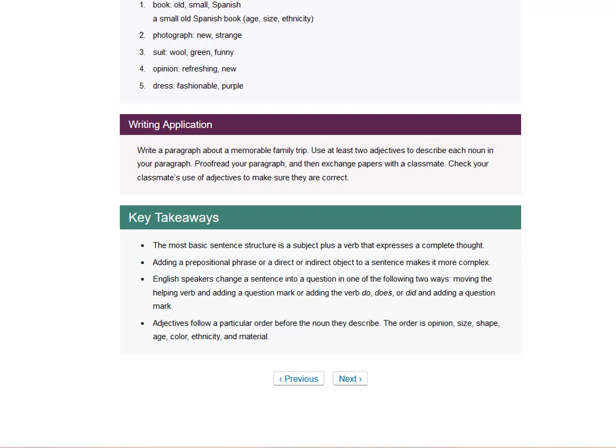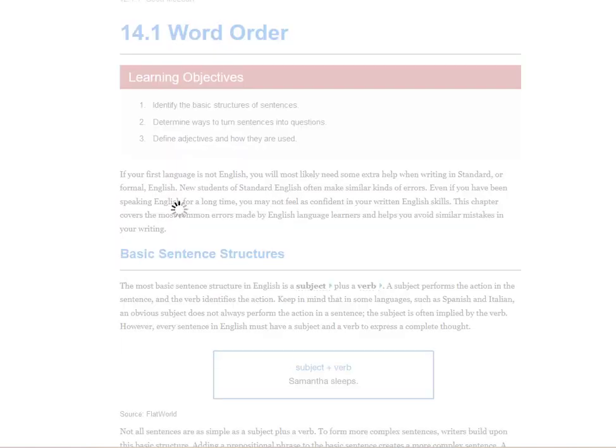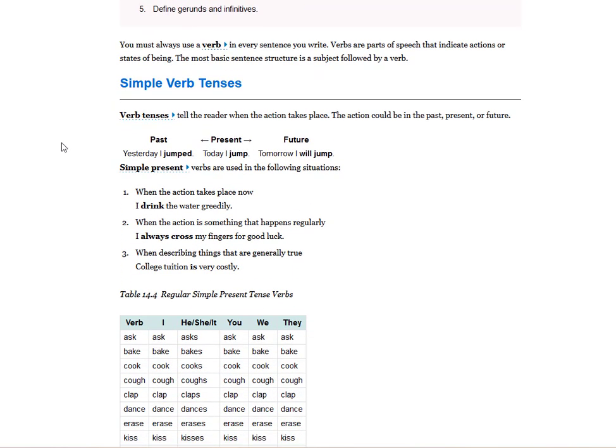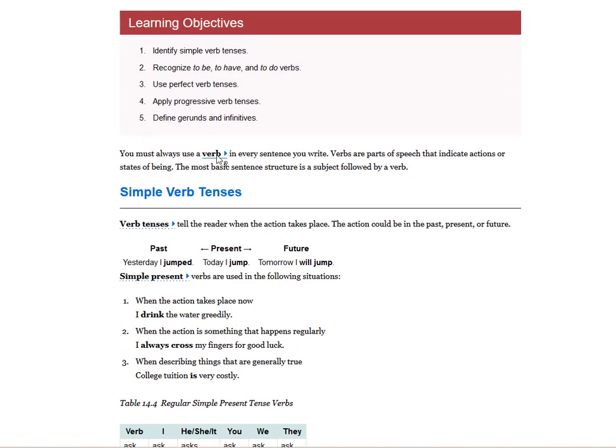So I will be doing section 4, 1, and 5 in this particular video. Here we have section 5, because this is what you have to learn for this week. Verb tenses. When you have verb tenses, you must always use a verb in every sentence you write. Verbs are parts of speech that indicate actions or state of being. The most basic sentence structure is a subject followed by a verb. And so, simple verb tenses.